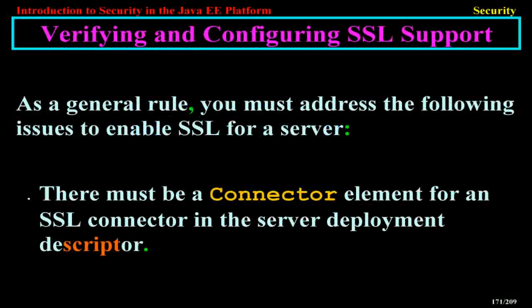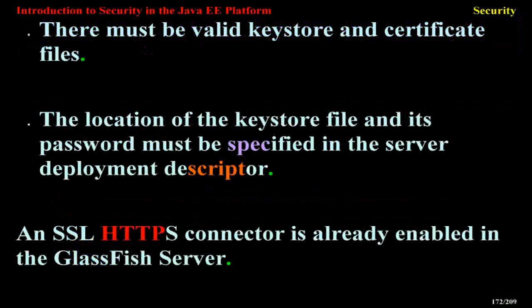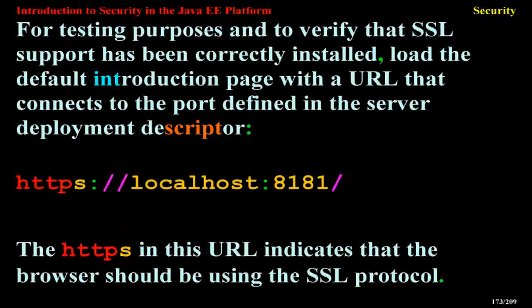There must be a connector element for an SSL connector in the server deployment descriptor. There must be valid keystore and certificate files. The location of the keystore file and its passwords must be specified in the server deployment descriptor. An SSL HTTPS connector is already enabled in the Glassfish server for testing purposes and to verify that SSL support has been correctly installed. Load the default introduction page with a URL that connects to the port defined in the server deployment descriptor. https://localhost:8181.